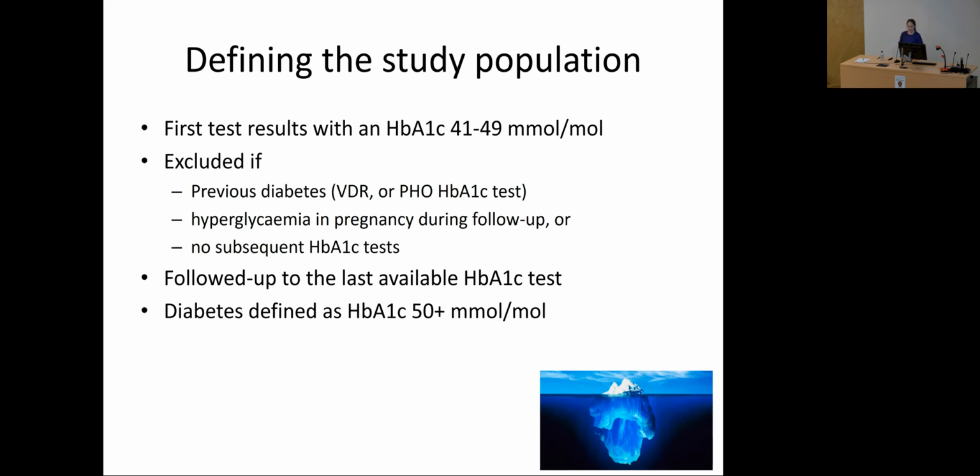We weren't focused on women with pregnancies that had hyperglycemia. So if anyone had hyperglycemia in pregnancy, they were excluded from this population. And we only could include people if they had more than one HbA1c test. So they were followed up from the baseline to the subsequent most recent test. And diabetes was defined as 50 plus HbA1c.